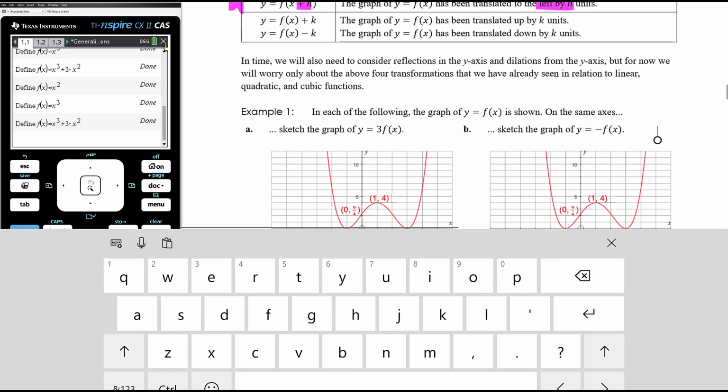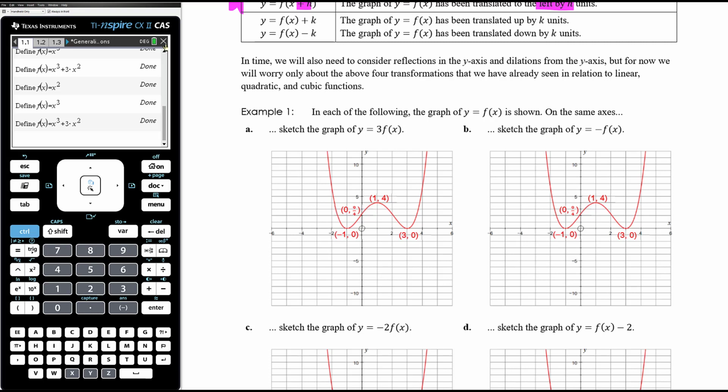Okay, let's have a look at an example. In each of the following, the graph of y equals f of x is shown. It doesn't matter what the equation of f of x is, that's not the point. We want to take this original graph and use that and our knowledge of transformations to sketch the graph of y equals 3 times f of x. Okay, so 3 times f of x is a dilation by a factor of 3 from the x-axis.